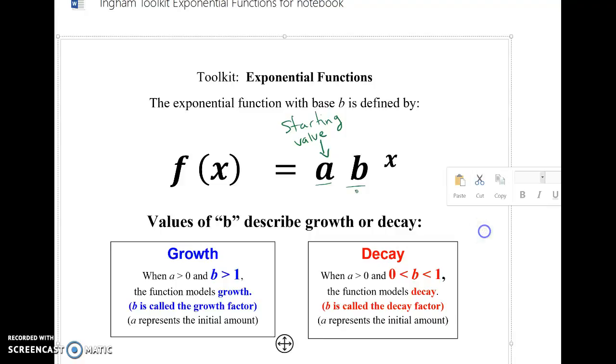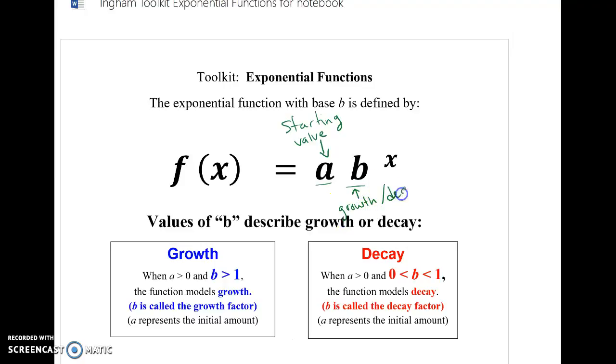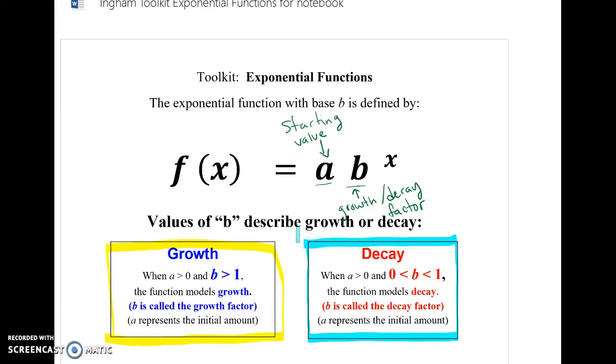b is going to be the growth or decay factor. And you'll notice those two words correspond to the two boxes down here. If something is growing, we are going to see that that value, b, is going to be greater than 1. If something is decaying, we are going to notice that the b value is less than 1. So pay attention to that, and that'll help you identify what type of exponential function it is.